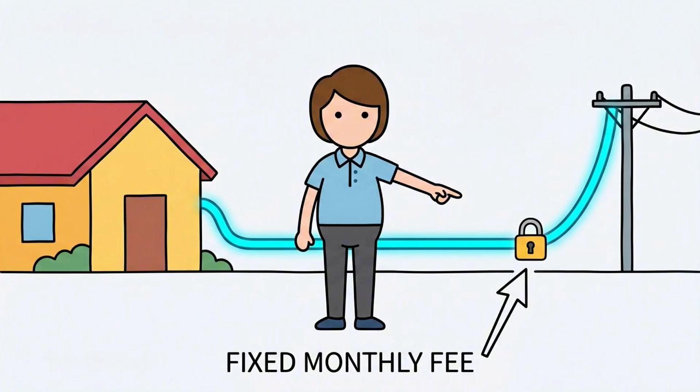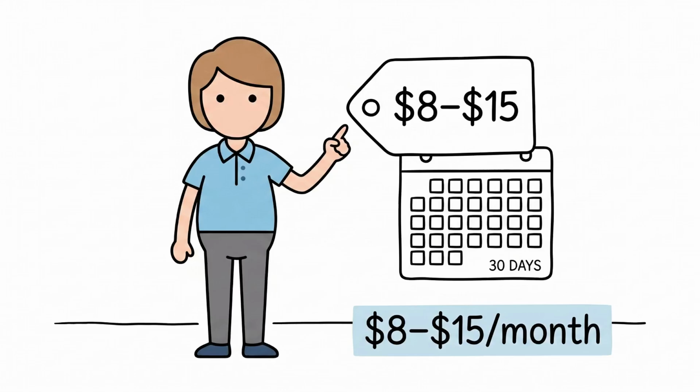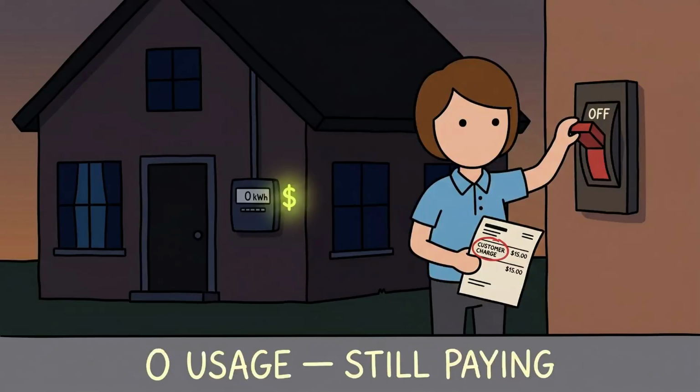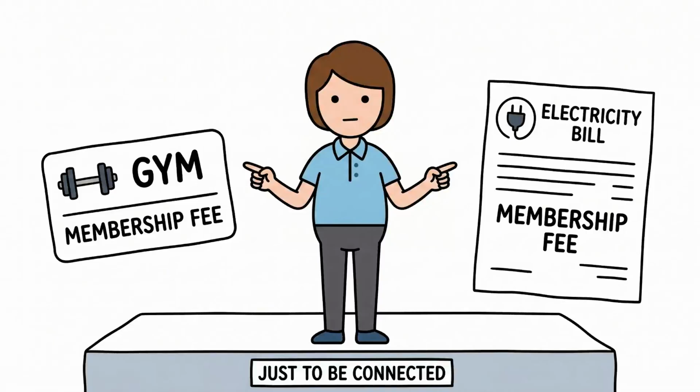This is a fixed monthly fee just to be connected to the electrical grid. It usually ranges from $8 to $15. You pay this even if you turn off every breaker in your house and use zero electricity for an entire month. Think of it like a membership fee.